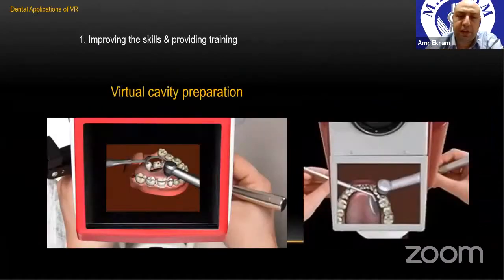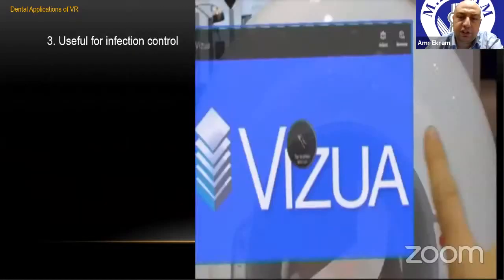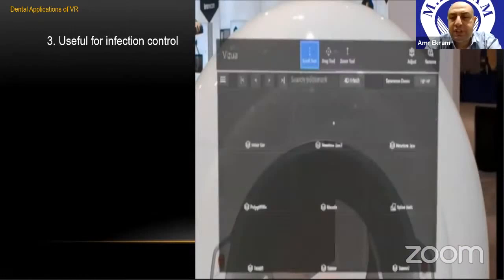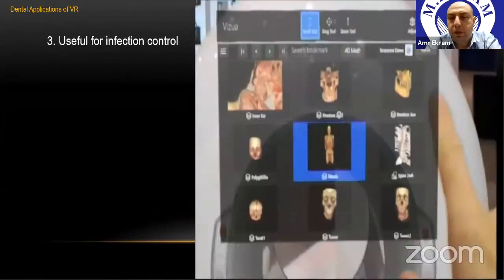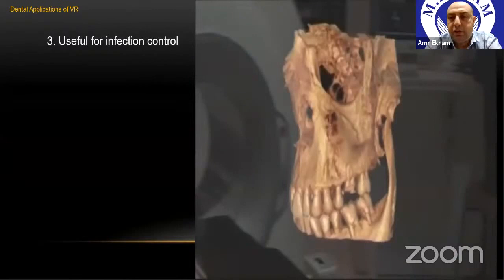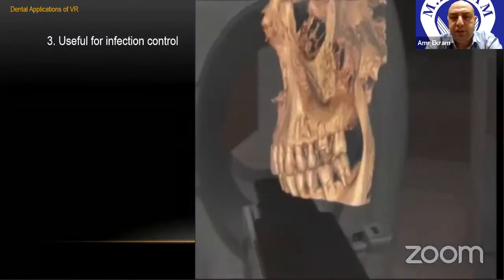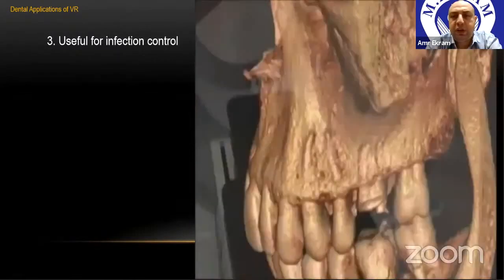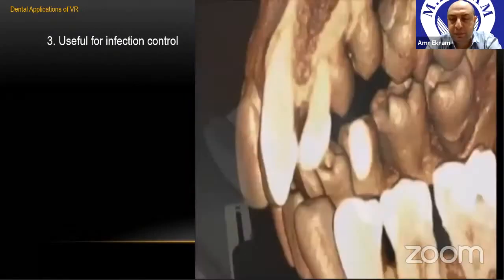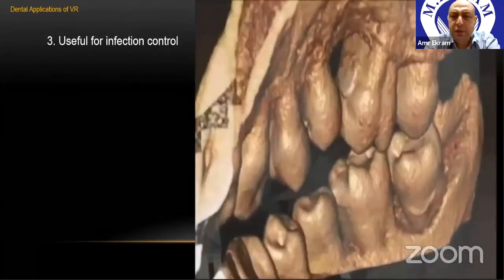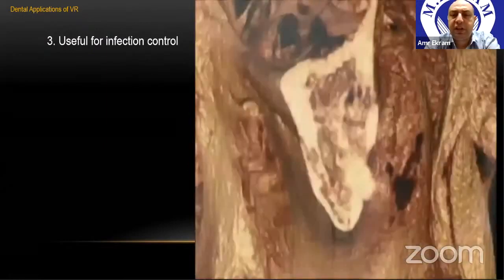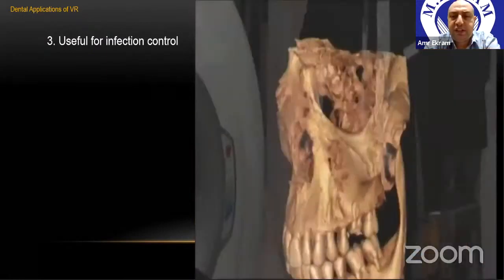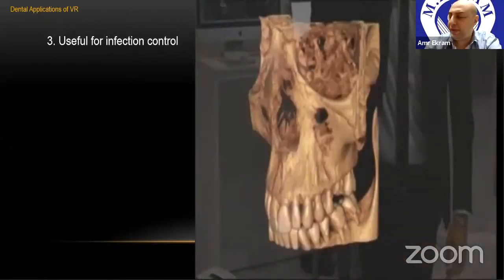As you can see, cavity preparation, surgeries, and so on. Useful in infection control. For example, if you use your glasses, you can visualize your 3D CT or cone beam CT without having to look on the screen, from 3 dimensions, without having an assistant to rotate the image for you. You can just use your non-sterile gloves virtually to rotate the image and see it from different directions during operating.